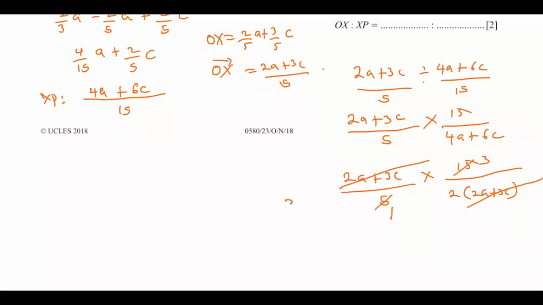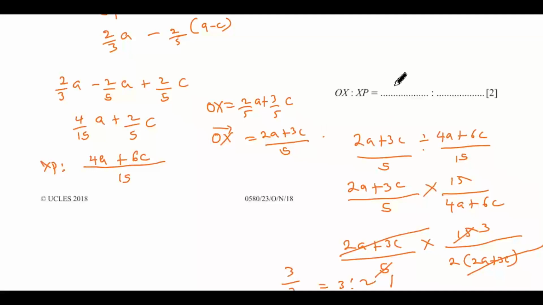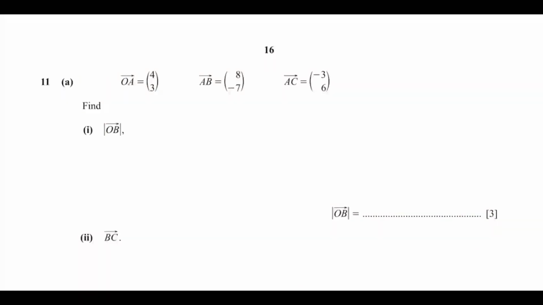So we have 3 over 2, which is the same as 3 ratio 2. So let's go to the space here. We have 3 ratio 2 as our final answer. So let's go to the next question.